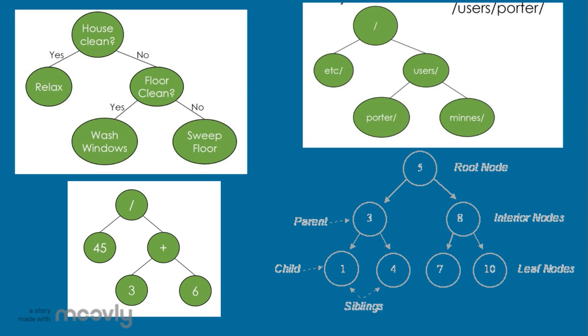Trees naturally represent data in the real world. Take the example of a family tree where you have a parent whose children are below them in the tree, and then you've got the grandparents even further down the tree.